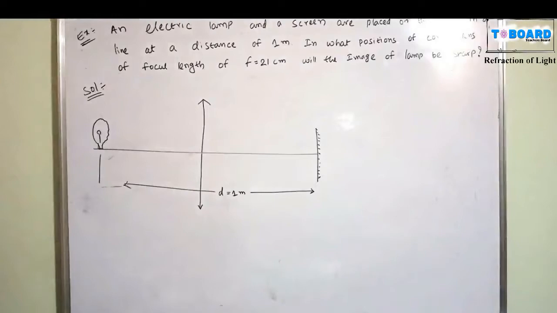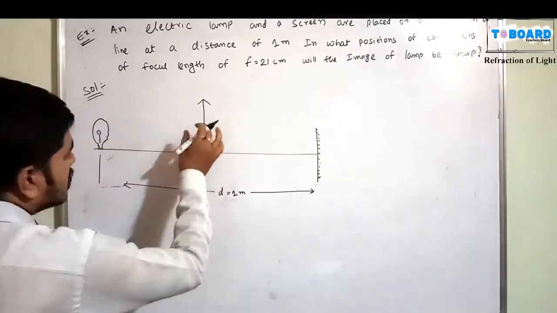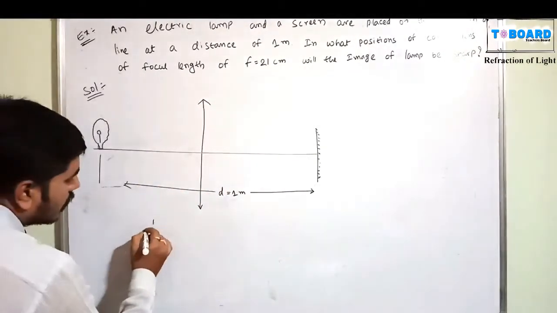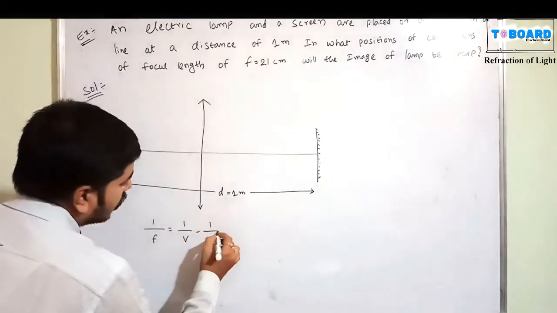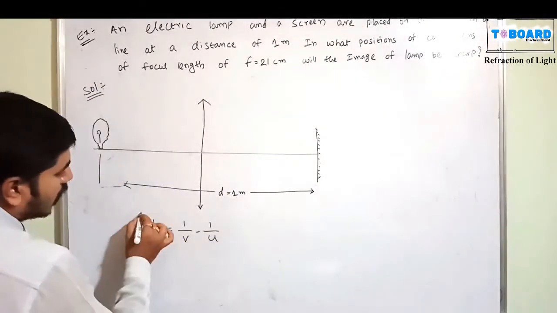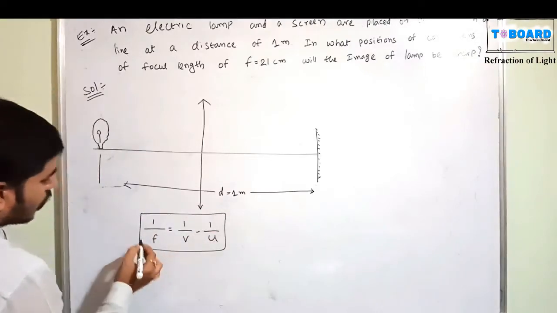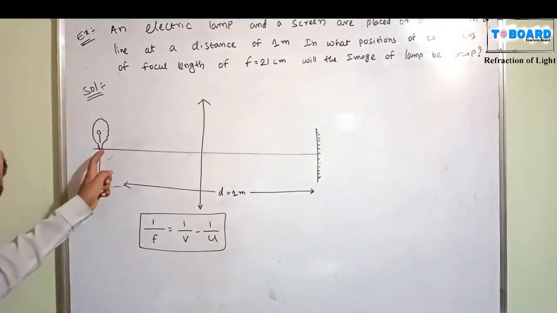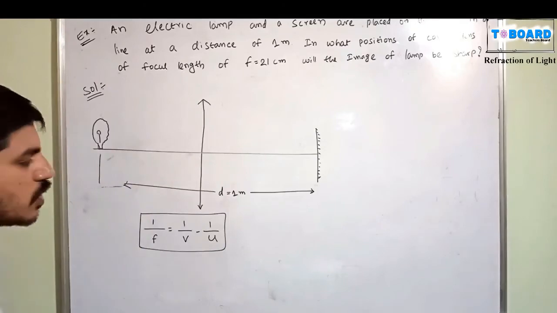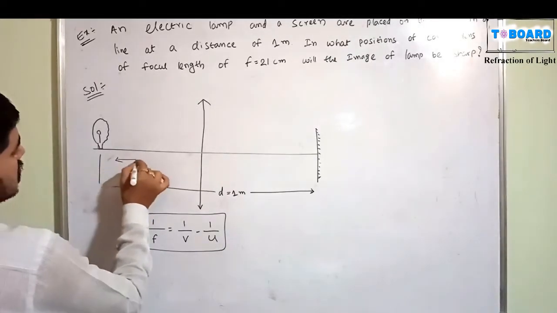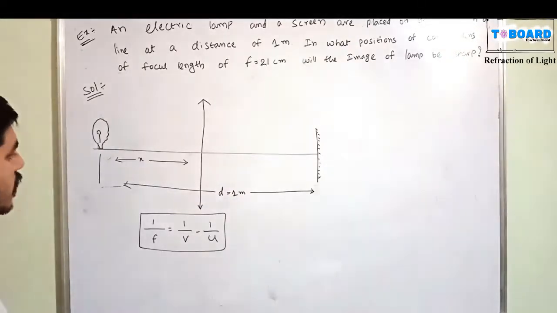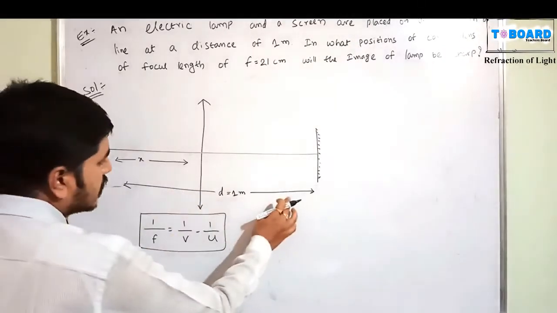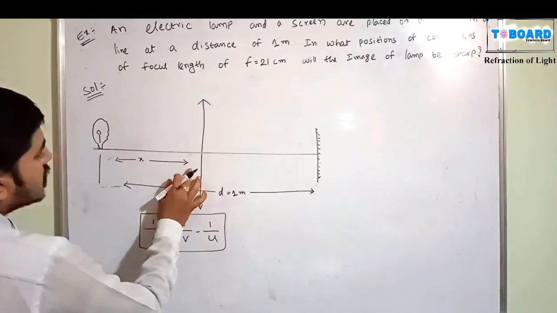Now I am going to write the given values here. And what is the formula? What is the lens formula? It is 1 by f equals 1 by v minus 1 by u. In this situation, I don't know the lamp to lens distance. That's why I am going to take it as x. And here the total distance is d, and this distance is x.